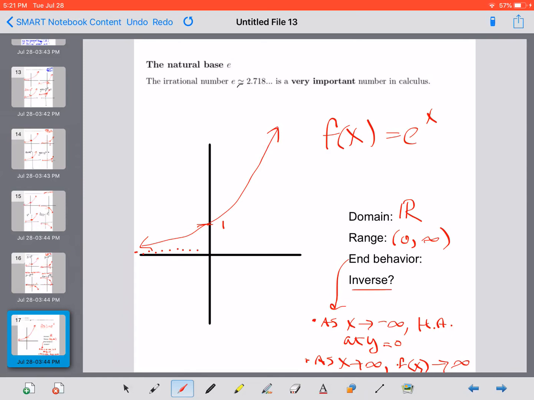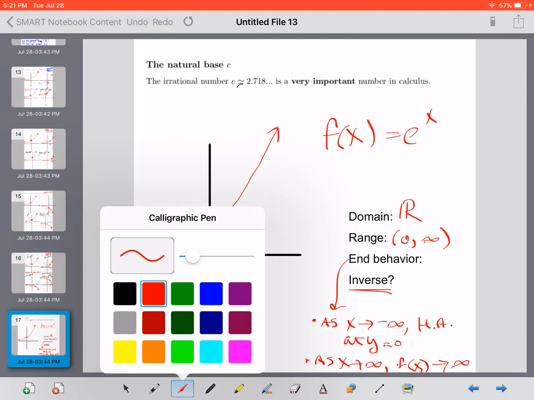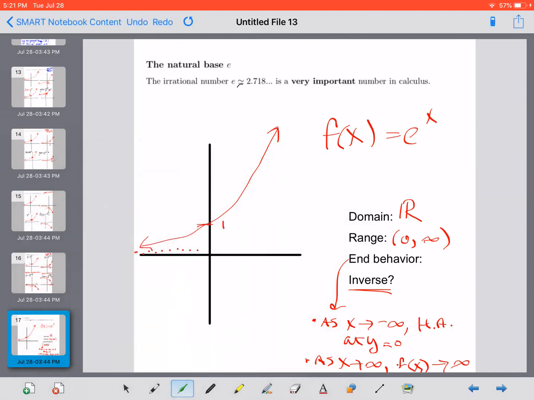Now the last thing it asks about is the inverse. Does this have an inverse function? And looking at the graph, it should have an inverse function. Remember, it needs to pass the vertical line test to be a function and the horizontal line test to be a one-to-one function. It passes both, which means there should be an inverse function.